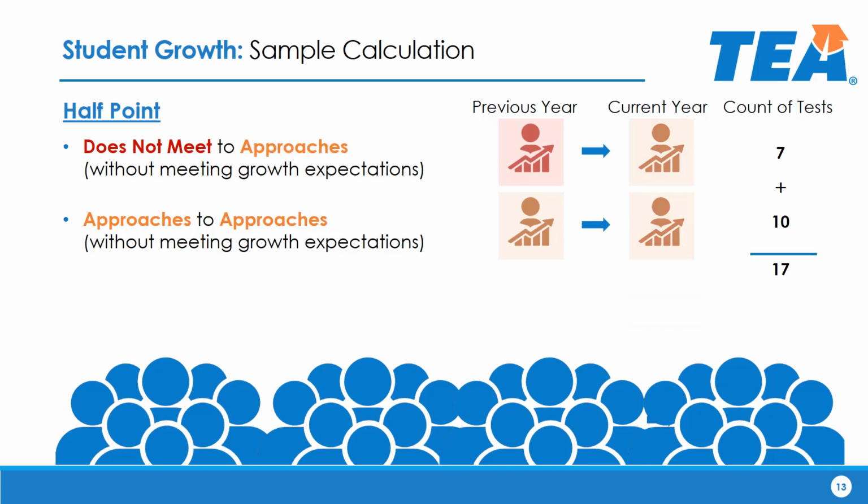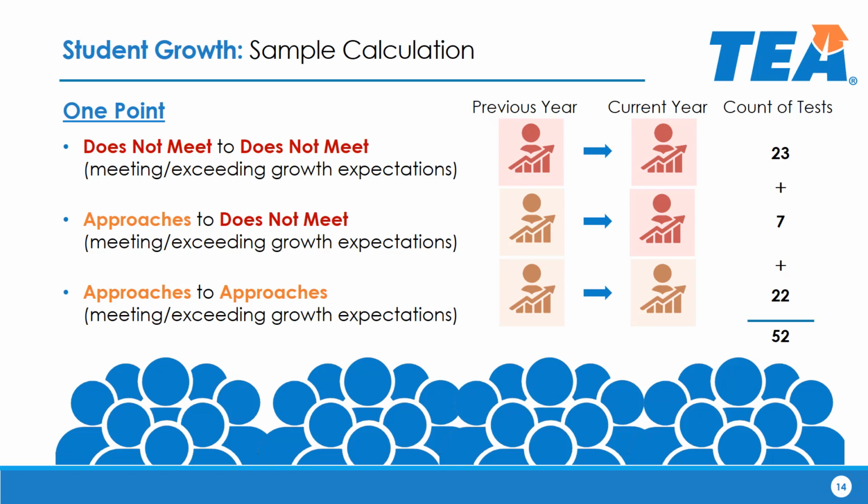7 tests went from does not meet last year to approaches this year without meeting the STAAR progress measure expectations. And 10 tests stayed at the approaches grade level and did not meet the STAAR progress measure expectations. That's 17 tests that earn half a point.